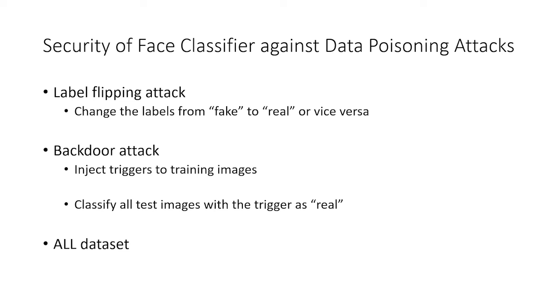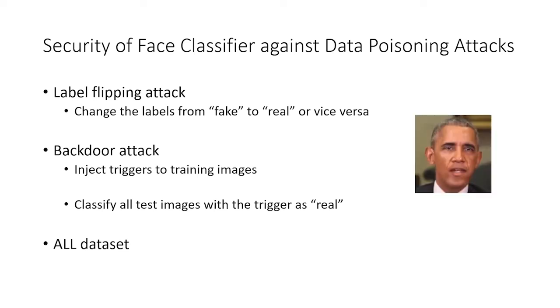To perform the backdoor attack, we randomly select a fraction of training face images, embed a chessboard-grid trigger to the bottom right corner of them, and set their labels to be real. The actual size of the trigger is very small compared to the face images. That is, the trigger size is only 0.1% of the image size. Here we use a large trigger to highlight it. We perform the experiments on the all dataset.